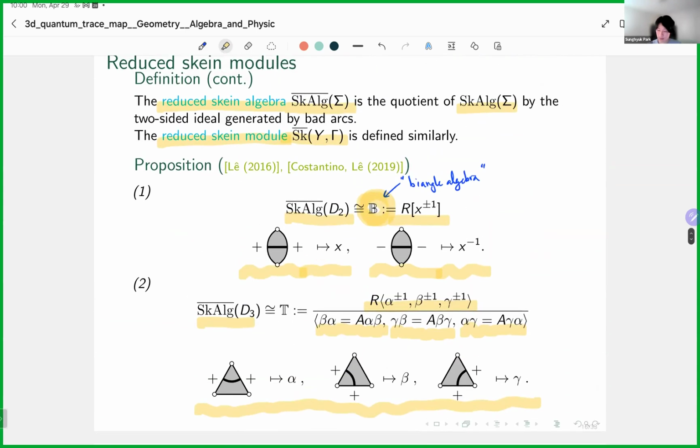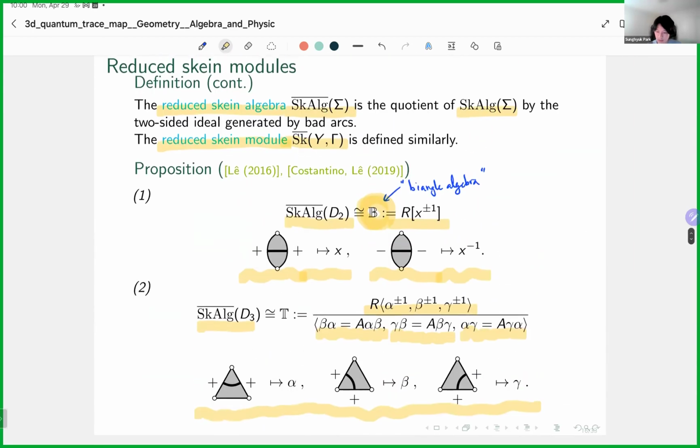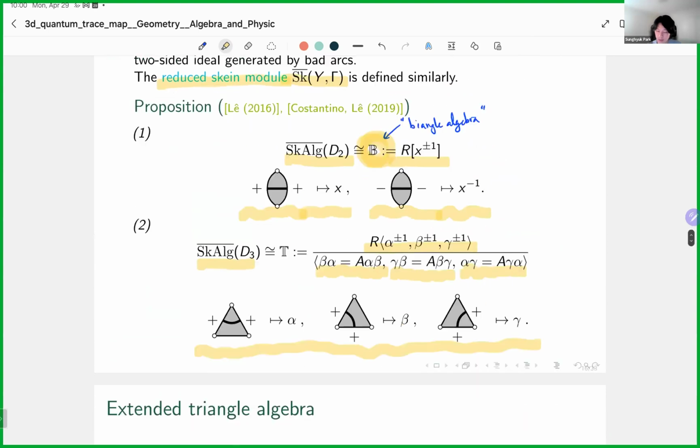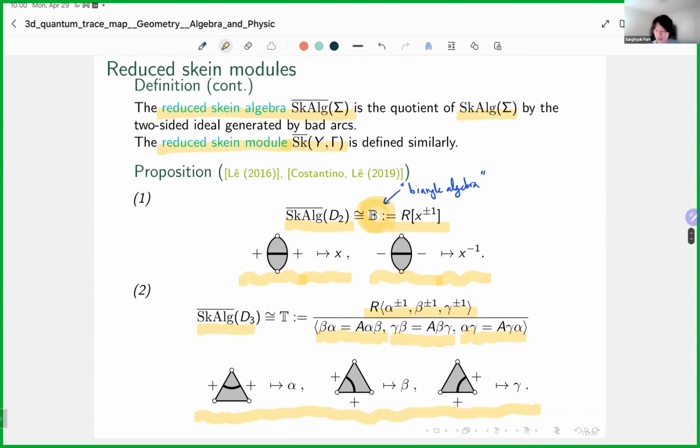Yeah, this fact that once we have killed all the bad arcs, then the reduced skein algebra becomes almost commutative will be used later. I think it's an important ingredient in both the construction of the 2D and 3D quantum trace maps.